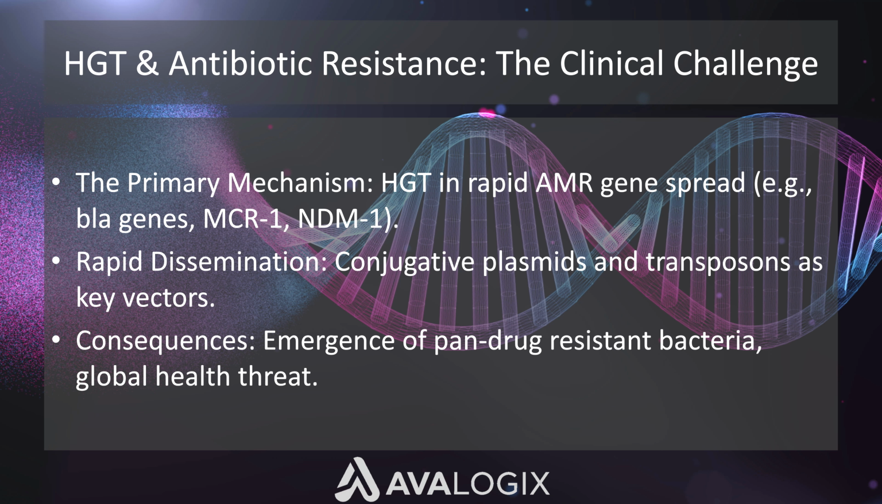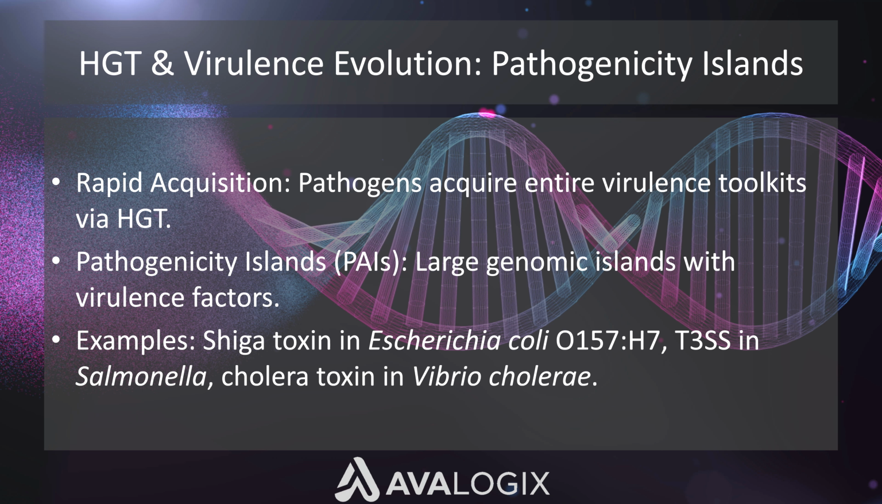The persistence and mobility of these resistance elements make AMR incredibly difficult to contain, highlighting why a deep understanding of HGT is crucial for developing effective control strategies. Beyond antibiotic resistance, HGT is a major driver of virulence evolution in bacterial pathogens. It allows bacteria to rapidly acquire entire toolkits for pathogenicity, transforming benign commensals into virulent disease agents.